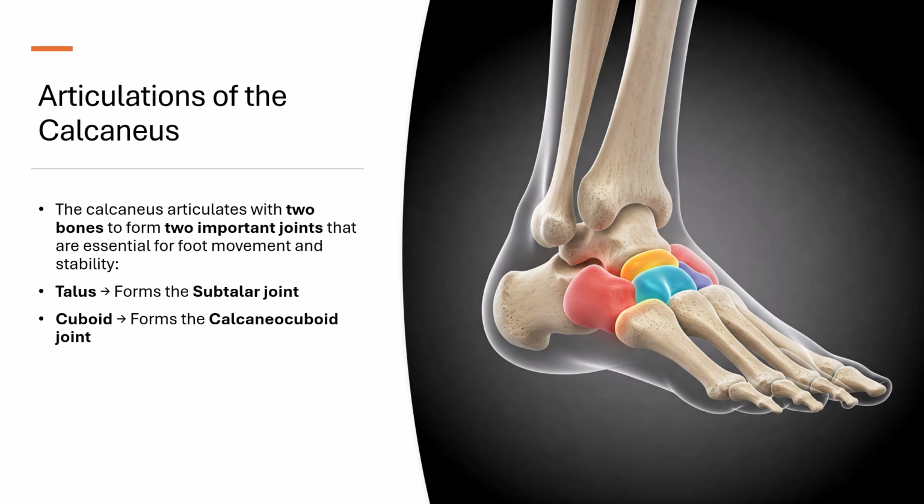Now we will see the articulation of the calcaneus. The calcaneus articulates with two bones, forming two important joints that are essential for foot movement and stability. Here is the calcaneus bone. It forms the subtalar joint with the talus, the upper one, and the calcaneocuboid joint with the cuboid bone.